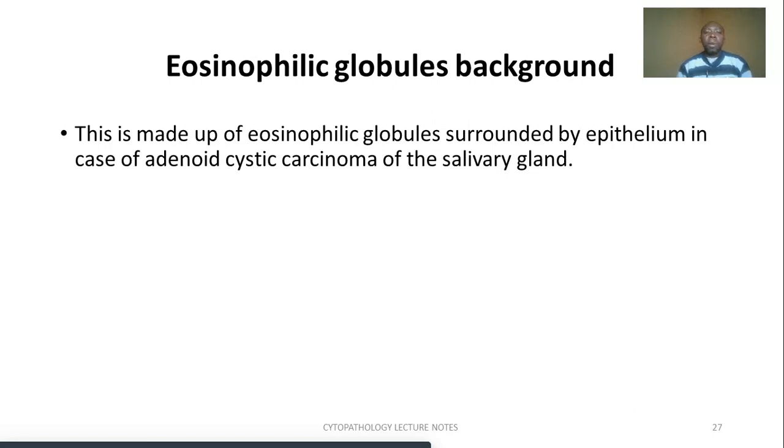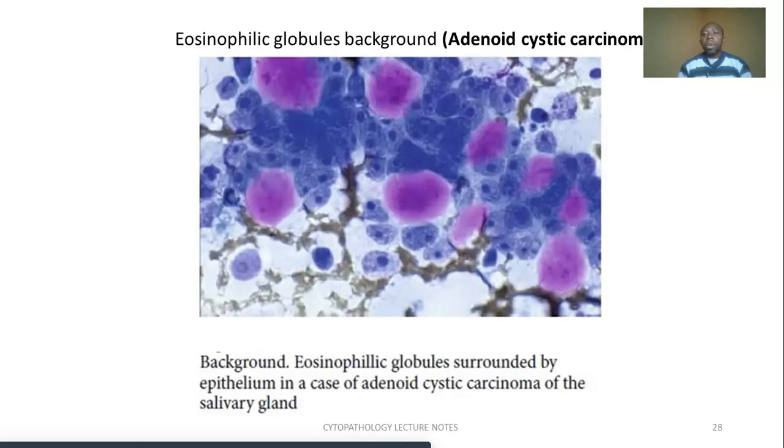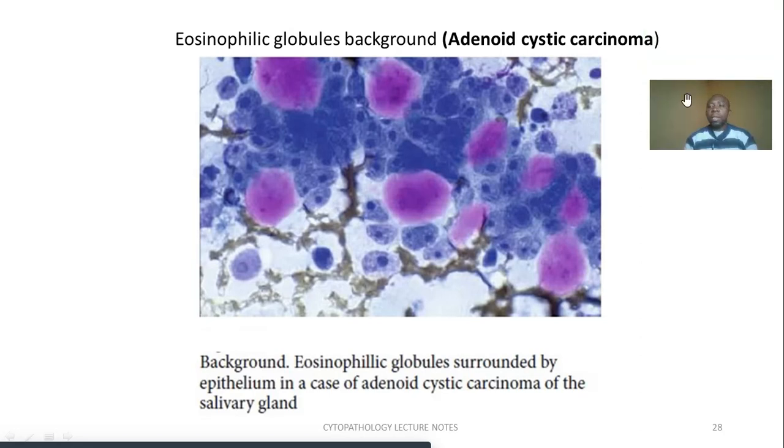Away from that, we have the eosinophilic background, and this may appear in globules. We said this is made up of eosinophilic globules surrounded by epithelium, in cases of adenoid cystic carcinoma of the salivary gland. These are examples. We don't mean that they are only found in the salivary gland, just like we talked about the thyroid in the colloid background, but they are very common there, and it is easy to come across them when you're examining slides from those tissues or sources.